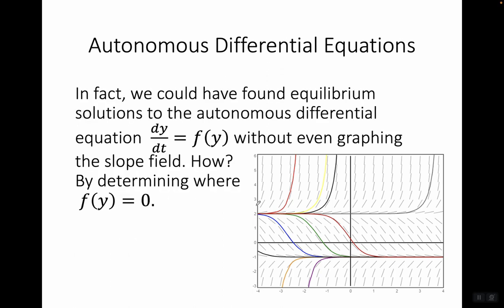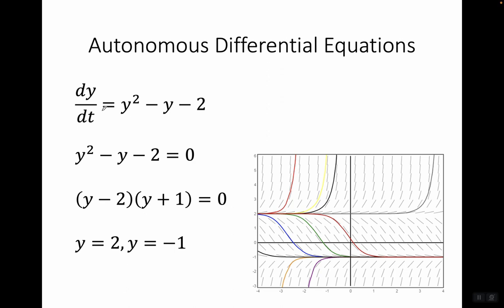So again, our differential equation is of the form dy/dt = f(y). In this case, this is our f(y). So let's figure out where f(y) is 0. We have y² − y − 2 = 0. Factor that, we get this. And so the two solutions are y = 2 and y = −1. And those are the equilibrium solutions we saw earlier, y = 2 and y = −1.